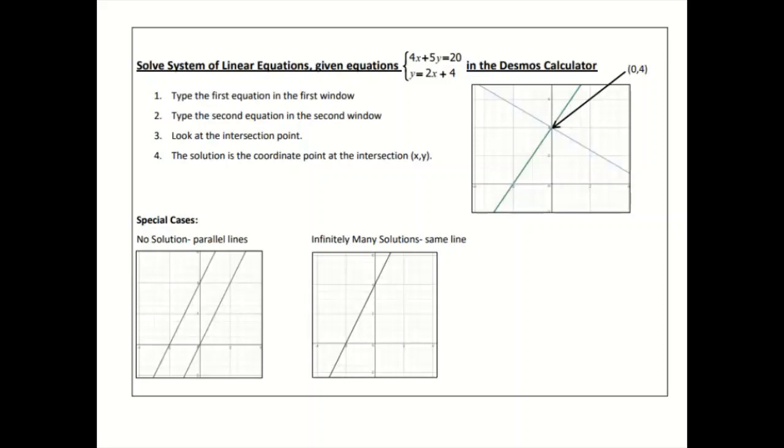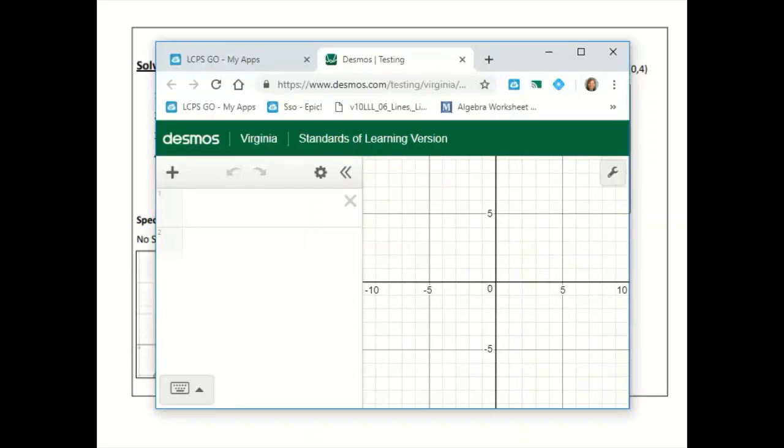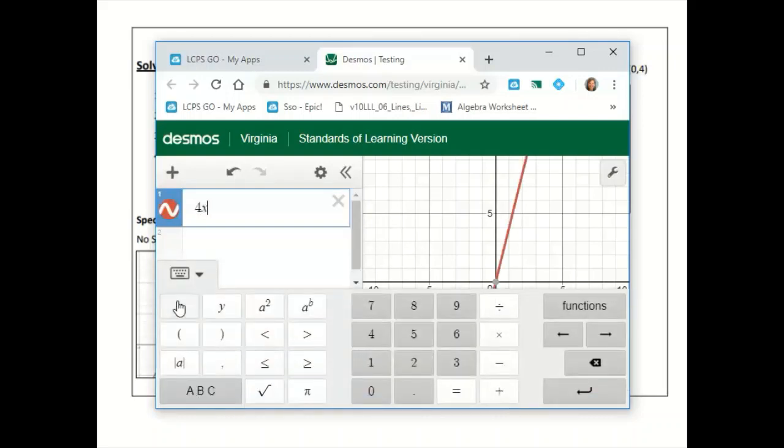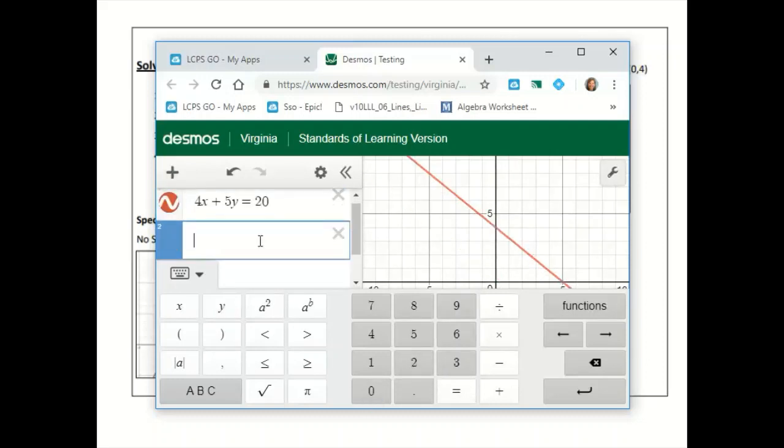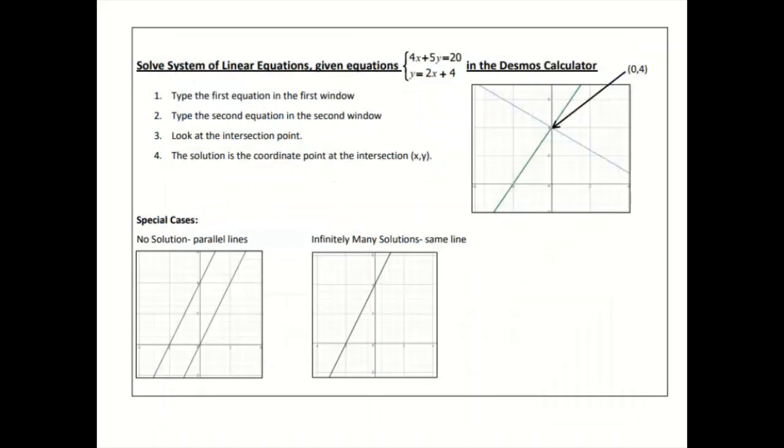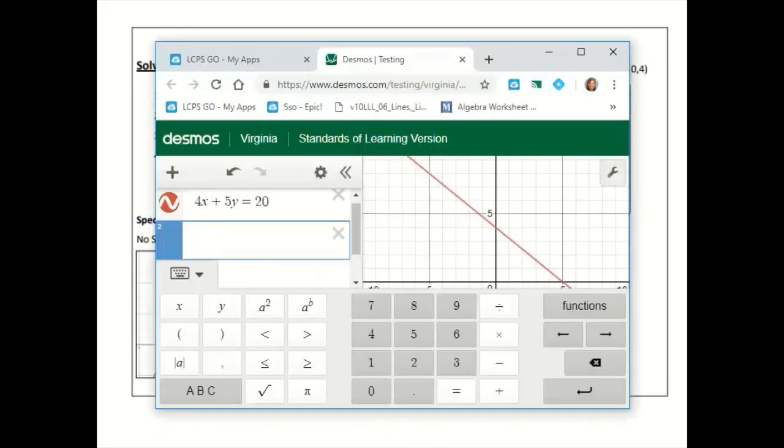So to solve a system of linear equations, when we're given two equations, we're going to type them into the Desmos calculator. So for this one here, we have 4x plus 5y equals 20. So I have my first equation, and then my second equation says y equals 2x plus 4.